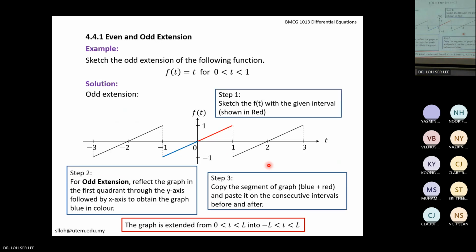Now let's say you are given the same function, the one in red. We want to extend it into an odd function. Odd means you reflect this through the y-axis, then reflect this through the x-axis to get this. Now we have extended this into an odd function. This is odd extension. Then we copy and paste.